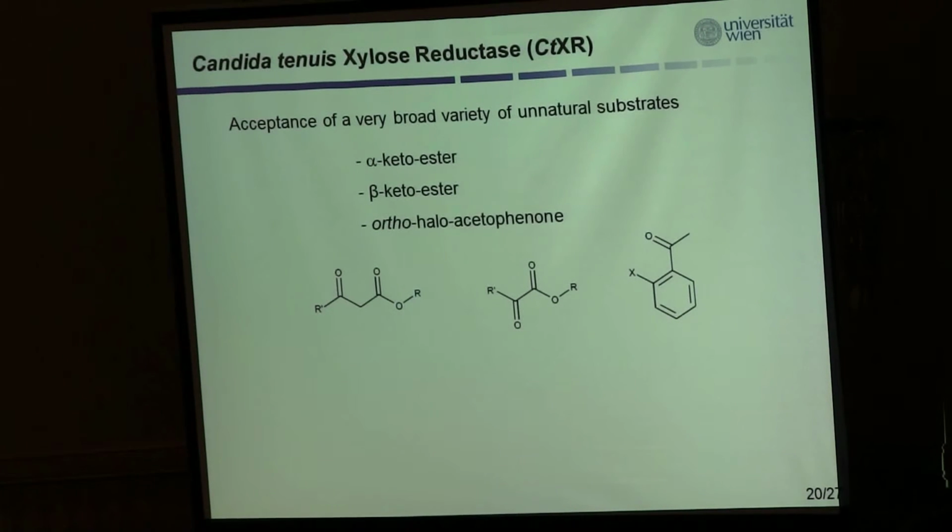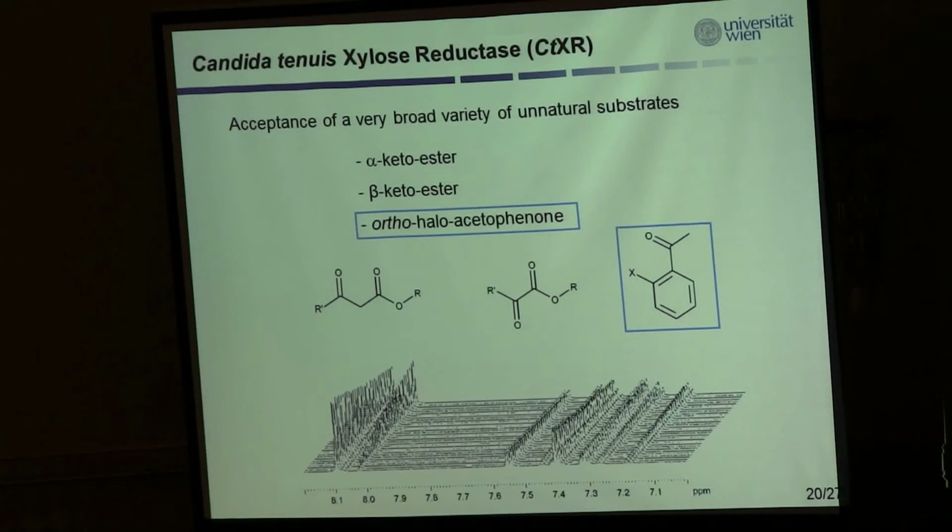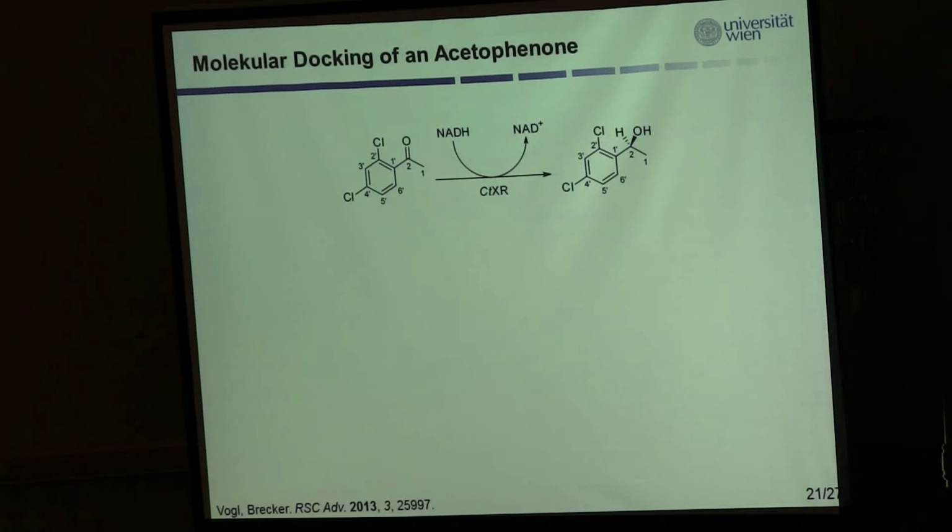However, I said that also other compounds are accepted by the enzyme, and here we focused on the orthohaloacetophenones, which are shown here. And they are reduced then enantioselective to the corresponding alcohol. Here is an in situ spectrum of the reaction. And we can see here that we have only one enantiomer of the product.